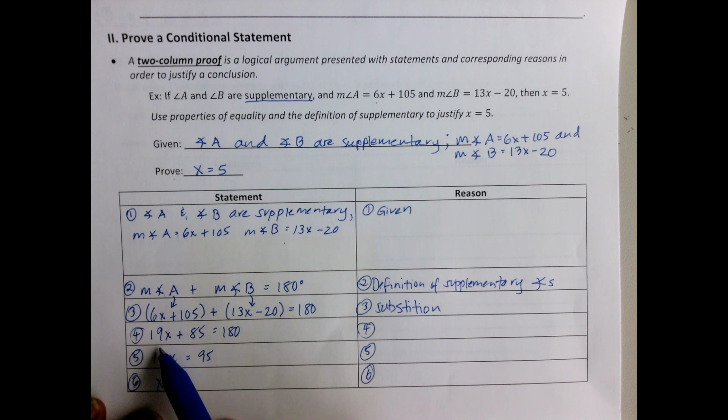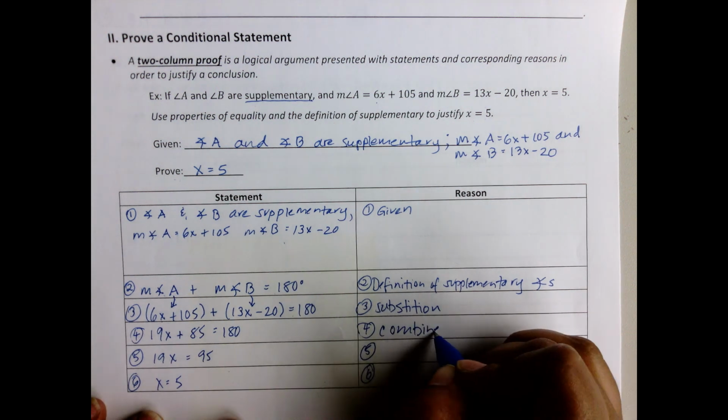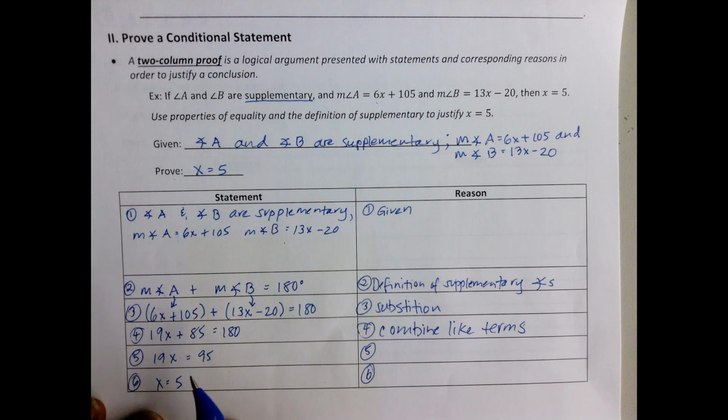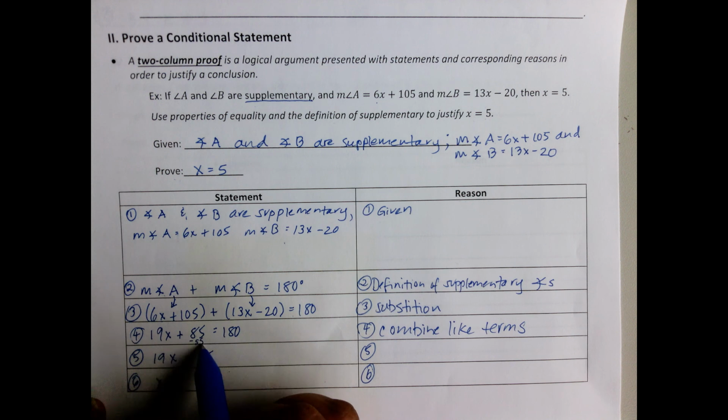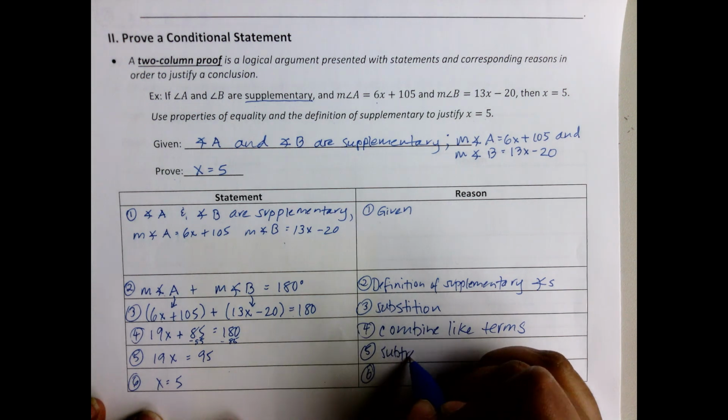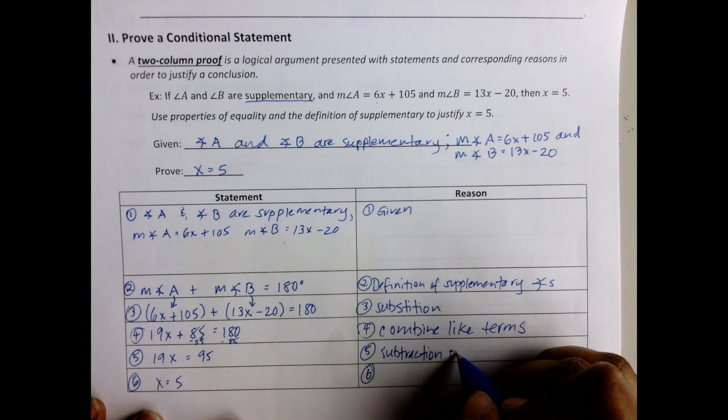The next thing I did was come up with 19x plus 85 is equal to 180. How did I get that? I took 6x plus 13x and got 19x, and 105 minus 20 and got 85. Basically, I combined like terms. Then the fifth statement is 19x is equal to 95. I had to use the subtraction property of equality to subtract 85 from both sides. So here I'm going to write subtraction property of equality.